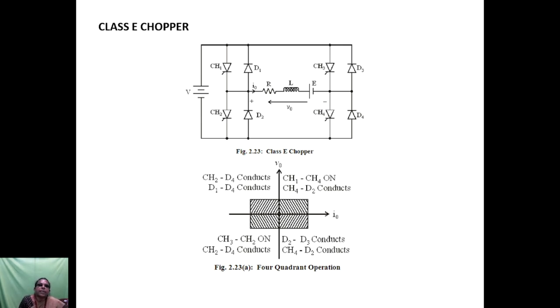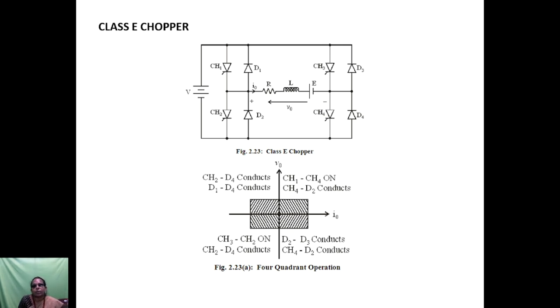Next is the third quadrant operation, with CH3 and CH2. CH3 and CH2 will be in the on state, and then CH2 and D4 are conducting. So CH3 will be conducting, and current will pass through CH3, E, L, R, and CH2. The output voltage will be negative and the output current is also negative.